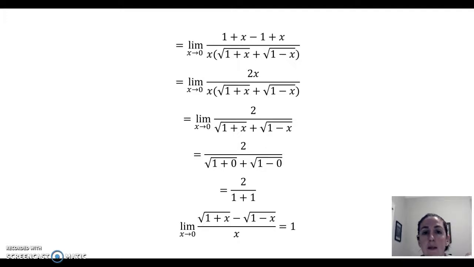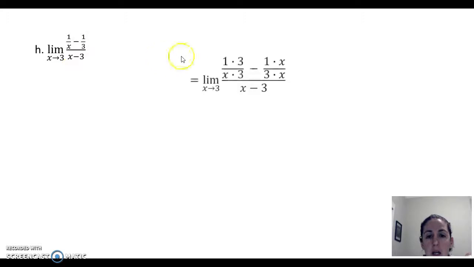And these are just little different methods that we have to use in order to evaluate these limits. Let's look at another example. The limit as x approaches 3 of 1 over x minus 1 over 3, all over x minus 3. Now notice, if we tried direct substitution, that would give us 0 in the bottom. Well, we can't factor. We can't use a conjugate here. So what we're going to do is just try to combine these fractions with a common denominator. So I'll multiply the top and the bottom here by 3 and the top and the bottom here by x to get a nice common denominator of 3x.